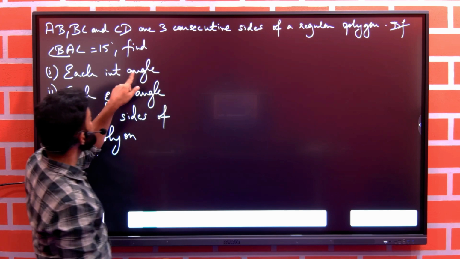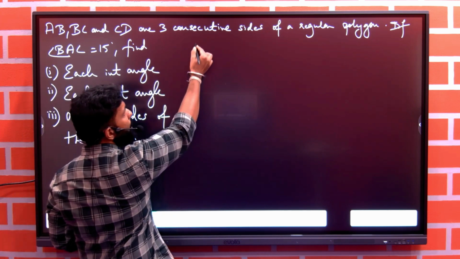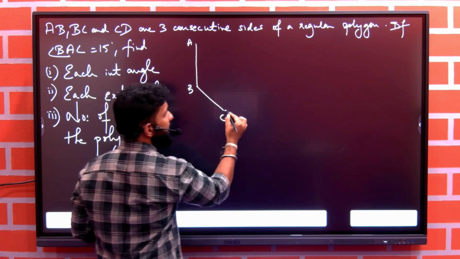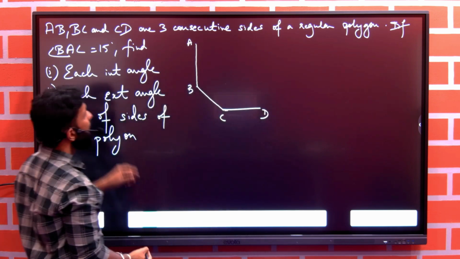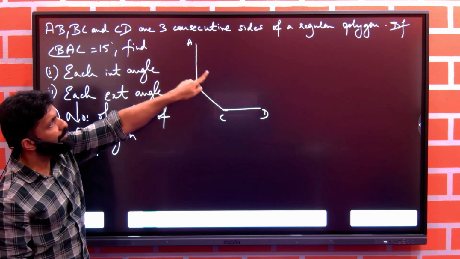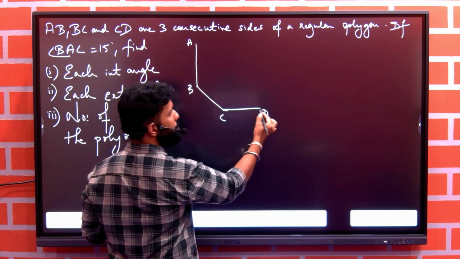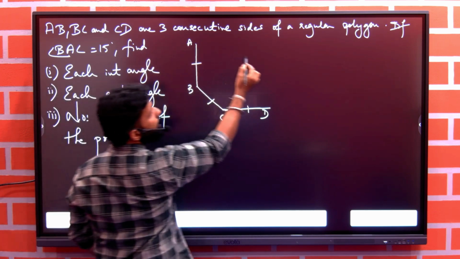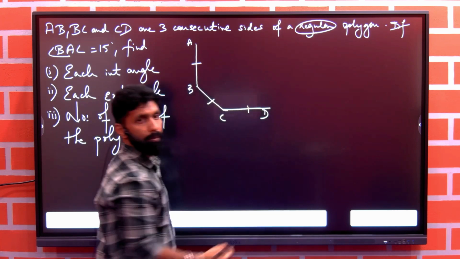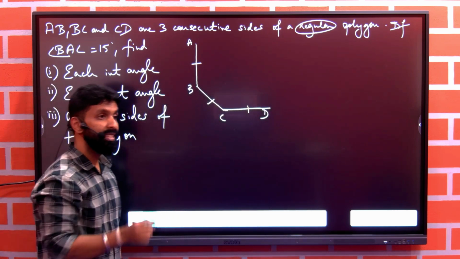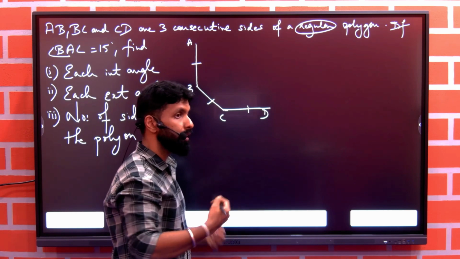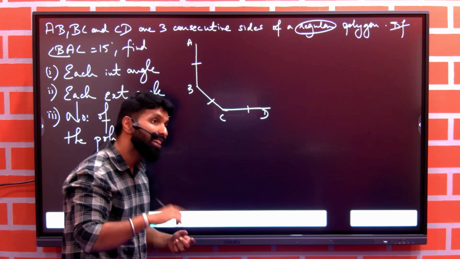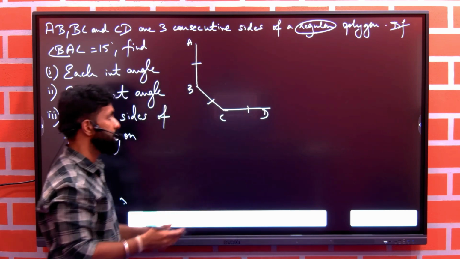So AB, BC and CD. I'll just randomly draw AB, BC and CD as 3 consecutive sides of a regular polygon. I should just make sure that these 3 are equal. Why equal? Because of the word regular. Since the question is based on a regular polygon, we know that all the sides of a regular polygon will be equal. All the angles also will be equal. Okay, so let's come to that later.